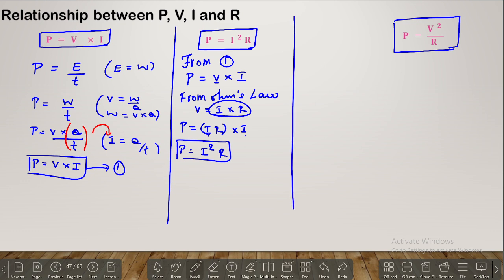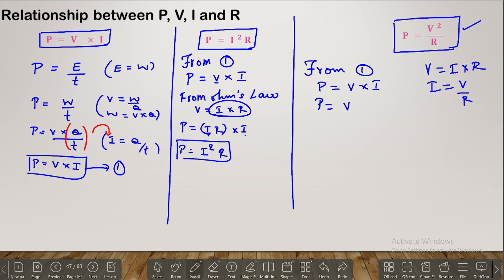Now, for the third relation, what is the third relation we are having? P is equal to V square by R. Again, we are going to obtain it from the same first equation. P is equal to V into I. But now, instead of I, we are going to substitute. V is equal to I into R means I is equal to V by R. So, P is equal to V into V by R. V into V, V square by R. So, this is the third relation for the power.